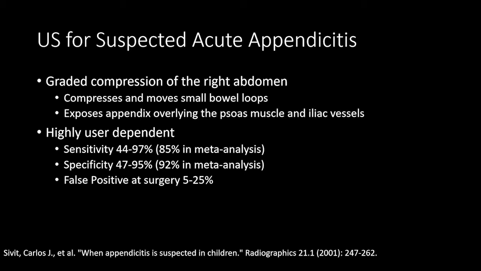The problem with ultrasound for suspected acute appendicitis is it is very dependent on the skill and experience of the person doing the ultrasound. That variability in user experience and skill results in the wide range of sensitivities and specificities that we can see in the literature. There is also a relatively high false positive rate. So at surgery, after using ultrasound for suspected appendicitis, you may find literature reporting normal appendix at surgery in about 5 to 25% of patients.